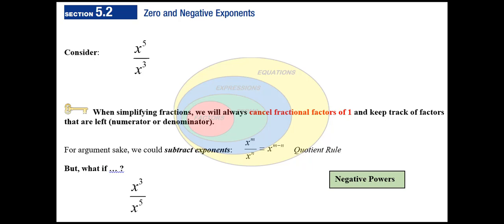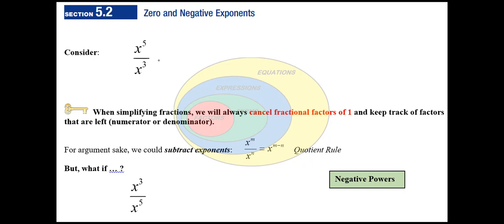All right, in this section, we're going to be talking about zero and negative exponents. And it comes from something that we already know how to do. So if we look at this first expression, it's x to the fifth over x cubed. So we had a quotient and we have repeated factors. So we always use canceling to do this.